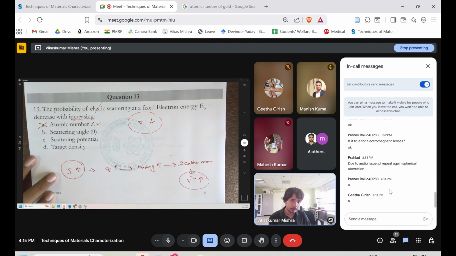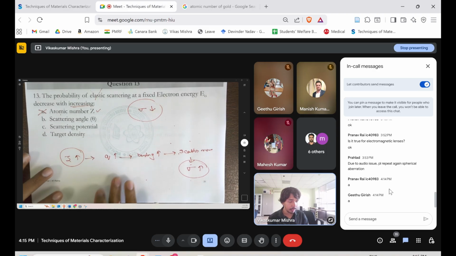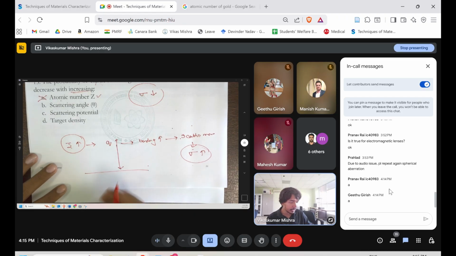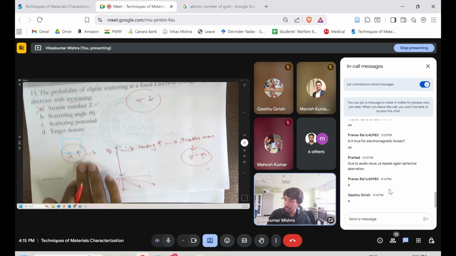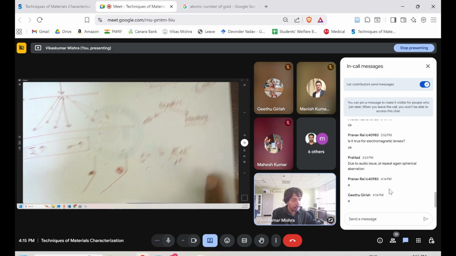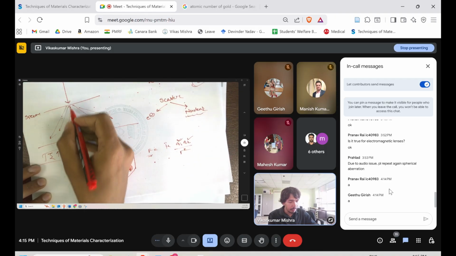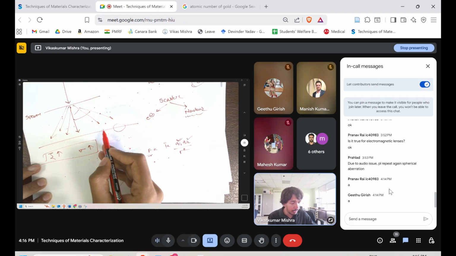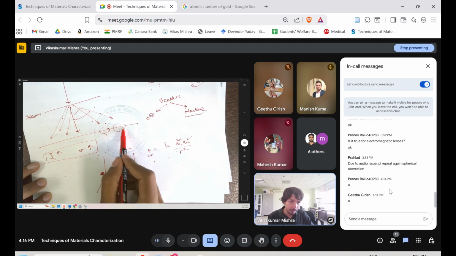What about the scattering angle? Let's talk about the scattering angle. We move the beam, now scattering at different angles. What we have learned in our initial discussion is that the more the angle, the fewer the scattering events that will happen.